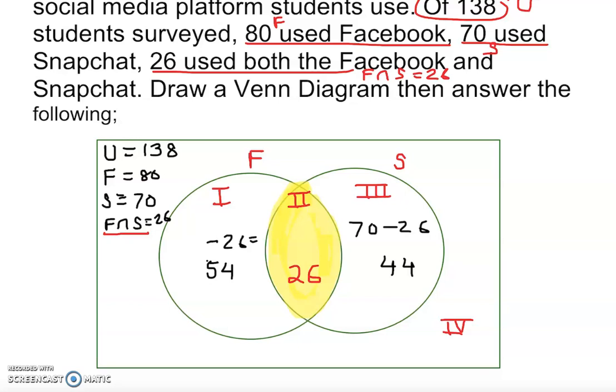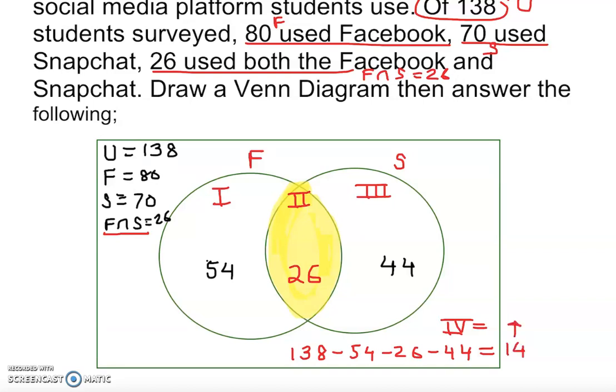I can even erase this mess here. Now we clearly see the reason for 1, 2, and 3. Once we know the reason for 1, 2, and 3, we subtract from the universal set. What I mean is, we can say 138 minus 54 minus 26 minus 44 should give my reason 4. In this case, it should be 14. That should go here, 14. So that is reason 4.